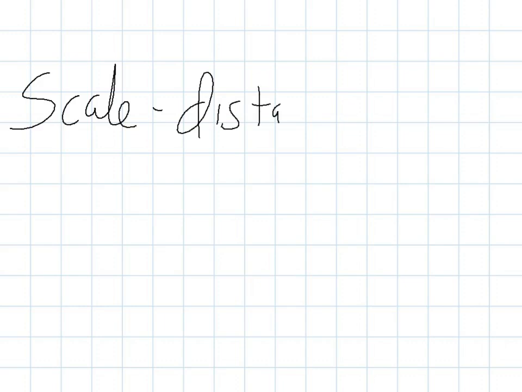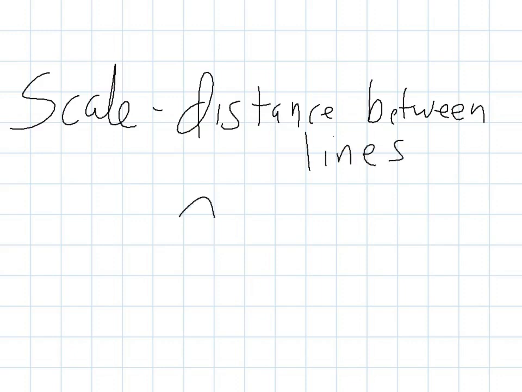So what we're going to do on our graph paper is set the scale. And remember, and this should be what you're writing on your notes, the scale is the distance between lines. So from here to there has to be the same distance as from here to there.